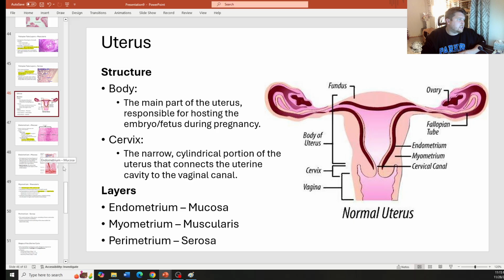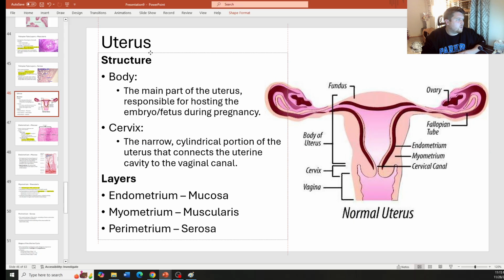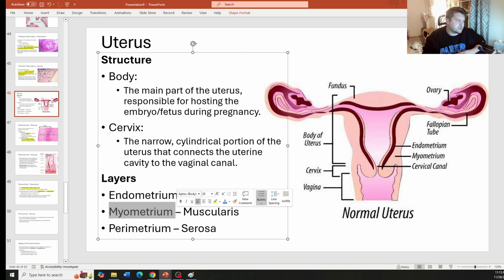Now, talking about the uterus itself, we mainly identify two specific structures. We have the body of the uterus as well as the cervix, which is separating the uterus from the vaginal opening. And the top of the uterus is also called the fundus. And we have three layers. Again, we have an endometrium, which is the mucosal layer, the myometrium, which is our muscular layer, and then the perimetrium, which is our serosa layer.